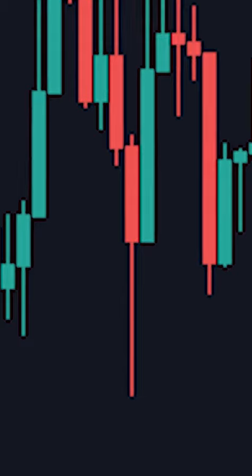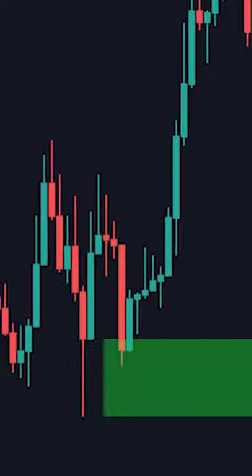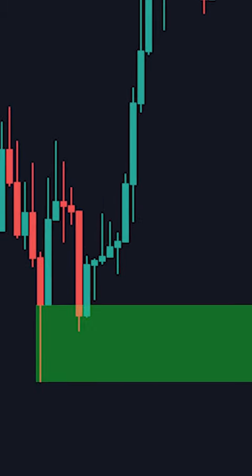What we're going to do is mark an area from the low of this candle wick to the body of that low candle like this. This area is where you want to start looking for buy opportunities. If price ever enters this area, you enter. Set your stop loss right below this area and set your take profit at the high of the previous move.